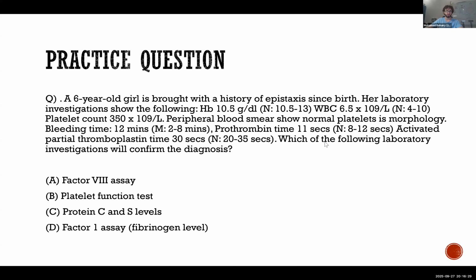There's kind of a grammatical mistake, I'll fix it later. Bleeding time is more than normal. Prothrombin time is normal. Activated partial thromboplastin time is normal. So everything is normal except bleeding time. If it's taking a lot of time to stop the bleeding, where is the problem? In the platelets, which means what laboratory investigation should we do? Platelet function tests, as you guys answered correctly.